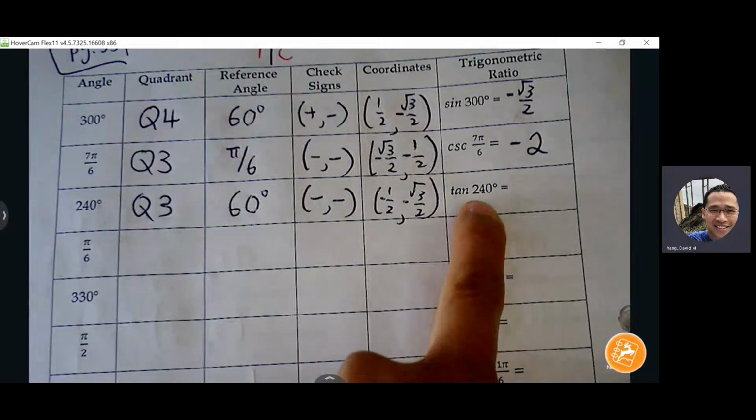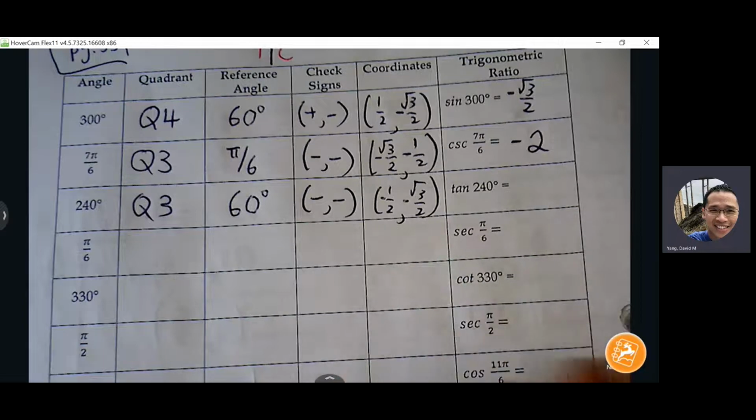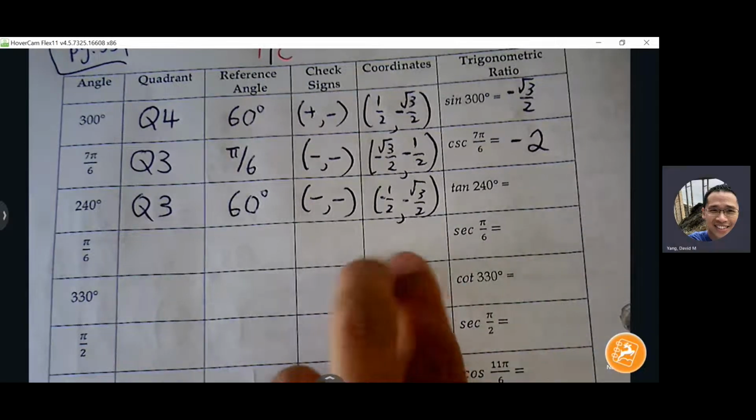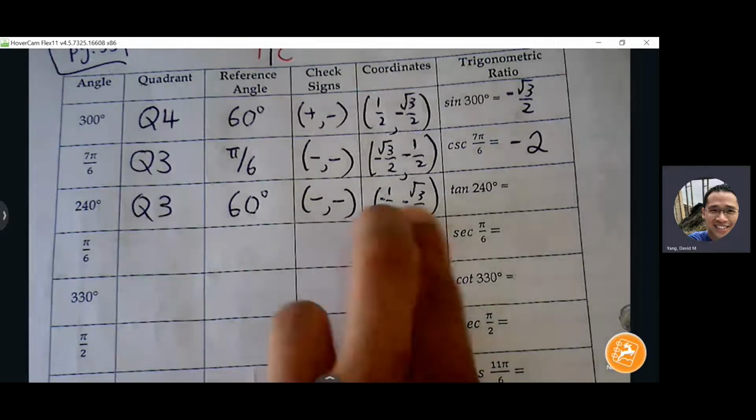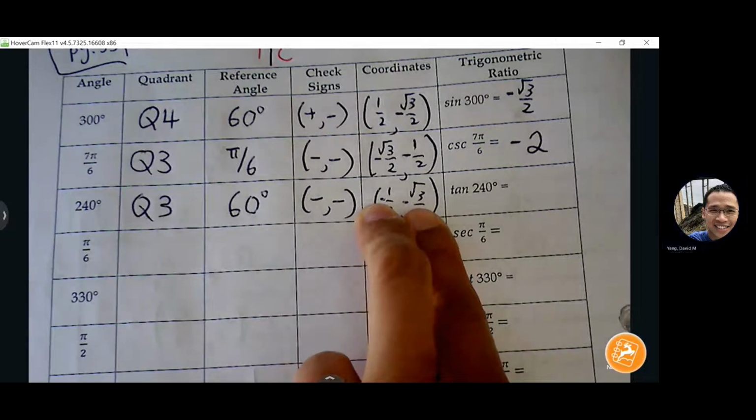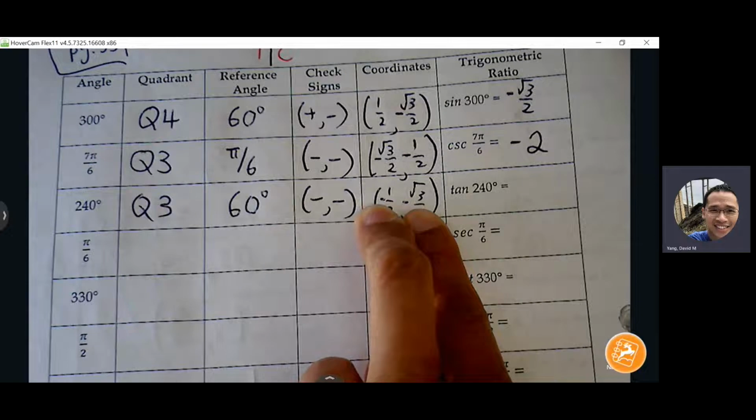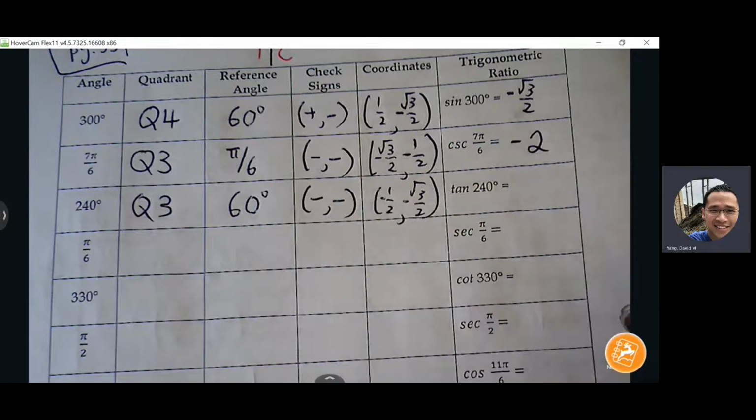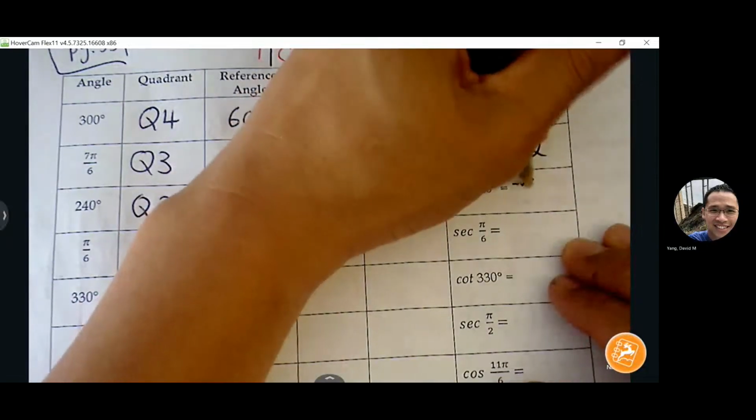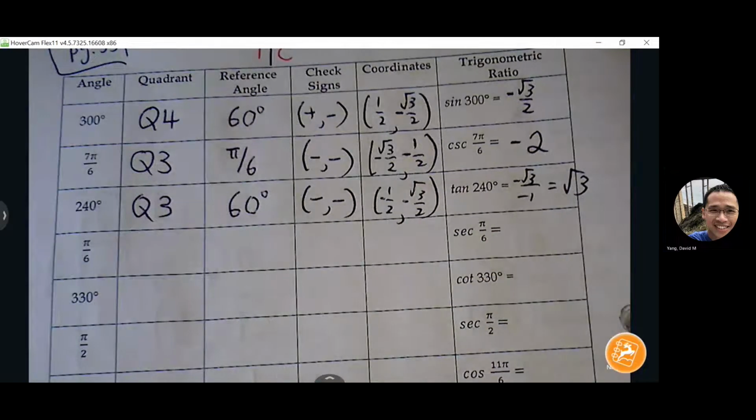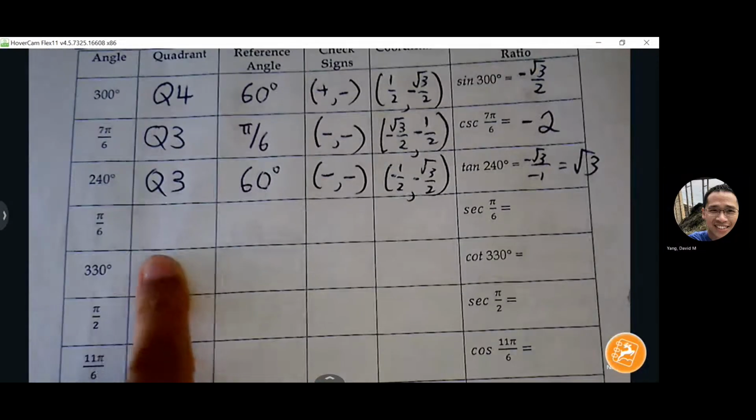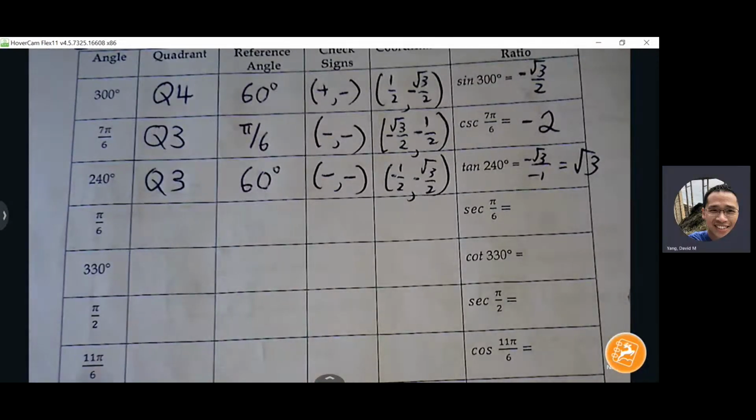All right. Tangent. What's the formula for tangent? Y over x, but we have a strategy, right? We want to cover up the denominator because we know those will just go away. So y over x will be what? Yep. Negative root 3 divided by negative 1, which is root 3. Let me do 3 more and have you guys do the rest.